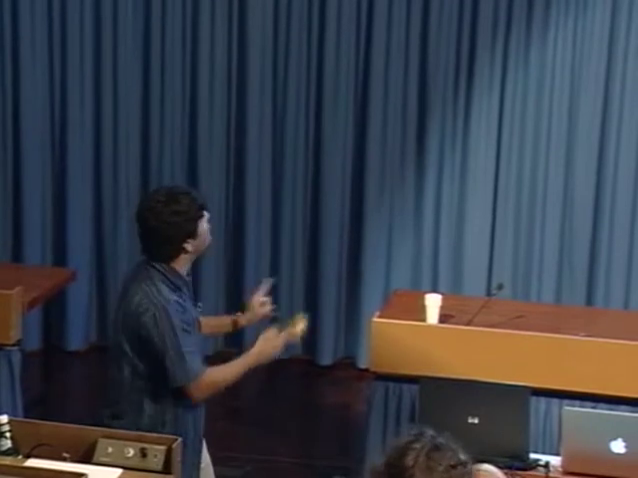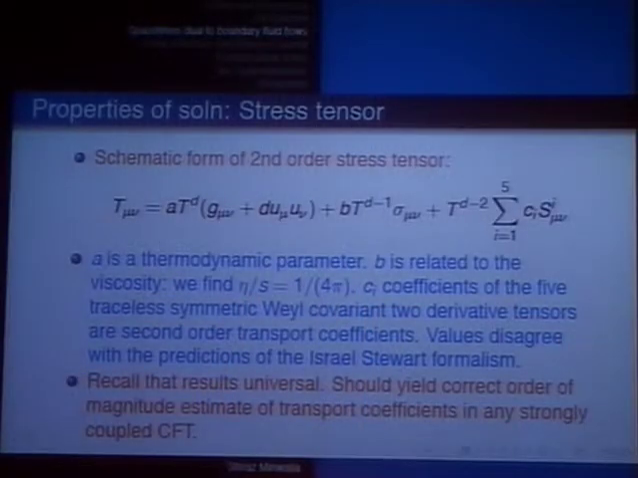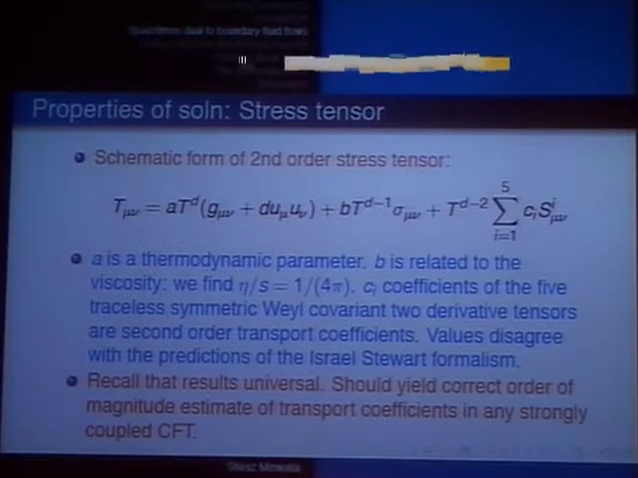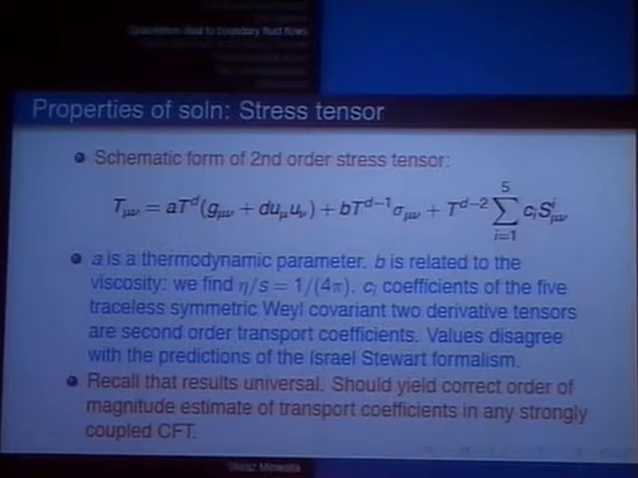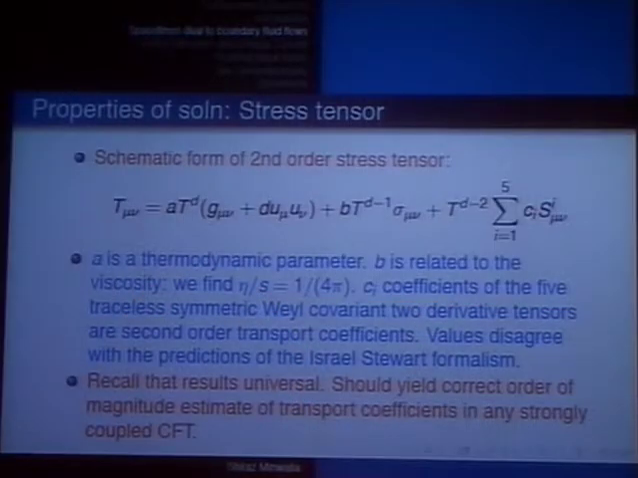Okay, the one thing I want to stress here is that our results are universal. They apply to any two-derivative theory of gravity that has AdS_{d+1} as a solution. So this is an infinite number of theories. This universality, remember the two-derivative theories work only when the field theories are very strongly coupled, suggests at least some universality of strongly coupled field theories. So I take this to say that this should yield the correct order of magnitude estimate of transport coefficients for any strongly coupled CFT. It's probably the best estimate you have if you know nothing else about the CFT.